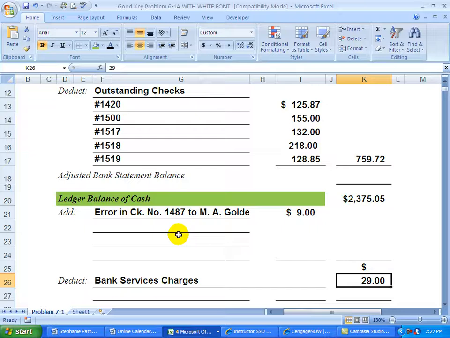And last, letter F, a bank credit memo was enclosed for the collection of a note signed by C.G. Tolson, $615. $600 for the principal of the note, and we earned $15 in interest. Well, the bank collected for us a total of $615. So we're going to add that money to here.